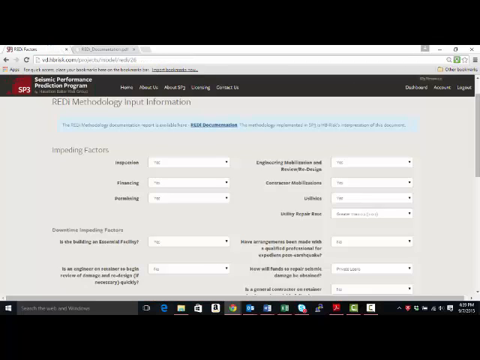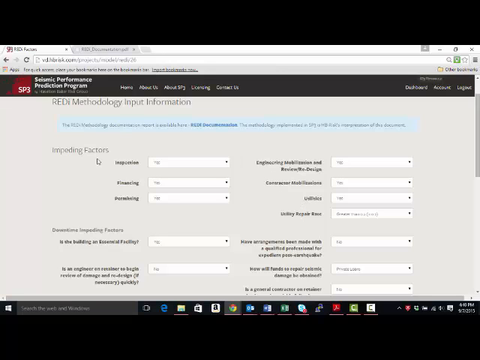Moving to the inputs that are required to perform a REDi analysis, the repair times for damaged components at each realization are collected automatically by SP3. The user is only required to input the impeding factors that affect the building recovery and the workers provided to perform repairs. First, we address the impeding factors. We see that we must consider the time for post-earthquake inspection, financing of repairs, permitting, engineering mobilizations, review or redesign, contractor mobilization, and utility repairs.